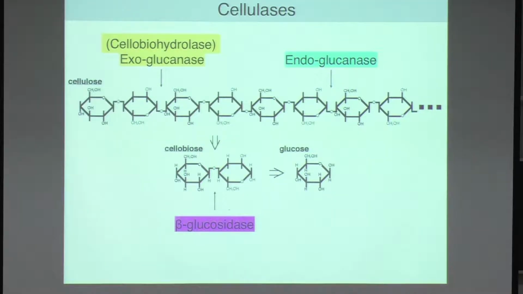Cellulase is categorized into three types. One is endoglucanase, and the second one is exoglucanase, which is also called cellobiohydrolase, which produces cellobiose. And the third one is beta-glucosidase, which degrades cellobiose into the monosaccharide glucose. So we expressed each of these three cellulases in rice.